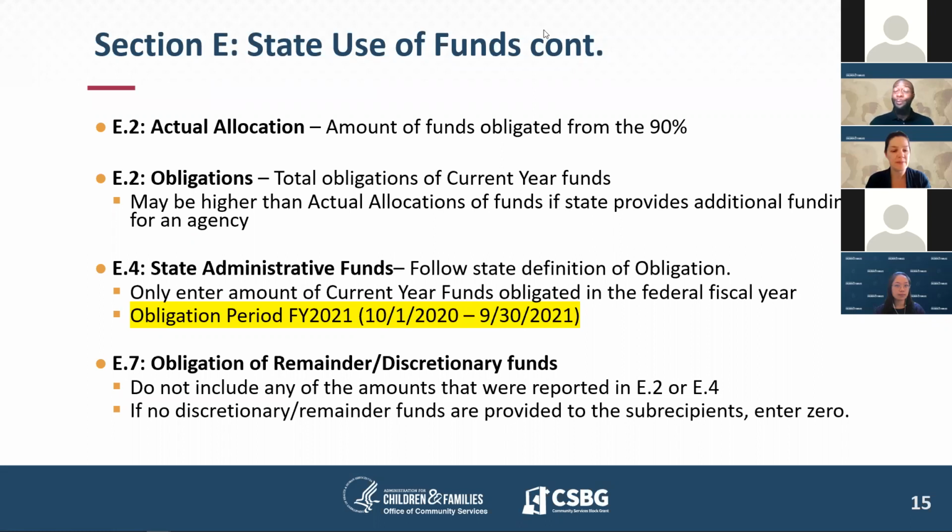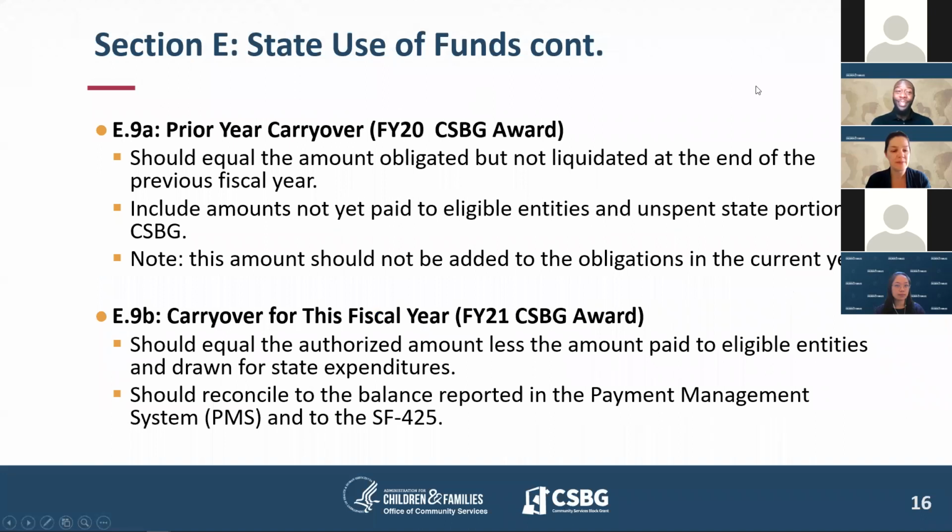E9A, prior year carryover. This amount should equal to the obligated and not yet paid to the subrecipient at the end of the previous fiscal year. This is just the amount forwarded from the FY20 CSBG award, second half of that grant period. In E9B, carryover for this fiscal year, this should equal the authorized amount less the amount paid to subrecipients and drawn for state expenditure. This amount should reconcile to the balance reported in the payment management system and to the SF 425, which are due in December.